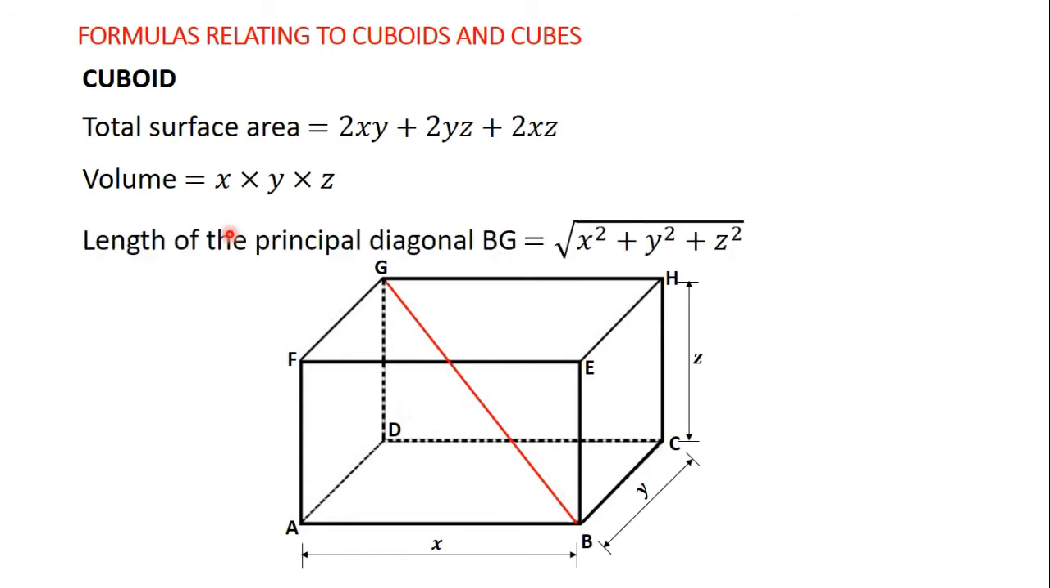And the length of this principal diagonal BG is given as the square root of x squared plus y squared plus z squared. So if you draw a line from B to G as you have in this diagram, that line is called the principal diagonal. And the length of that line is equal to the square root of the length squared plus the breadth squared plus the height squared. These are the formulas for cuboids.